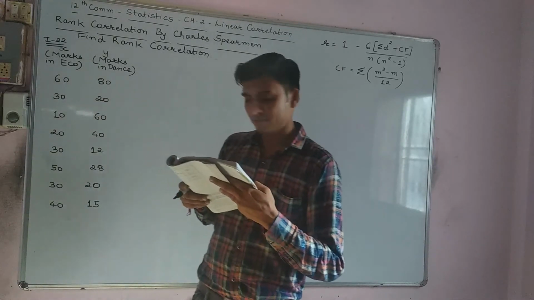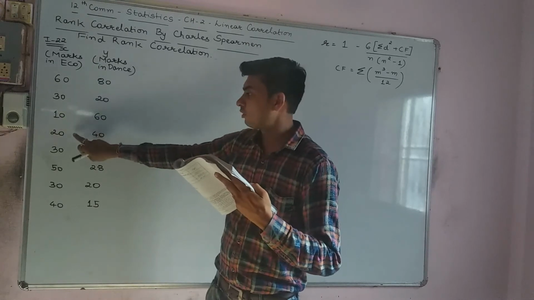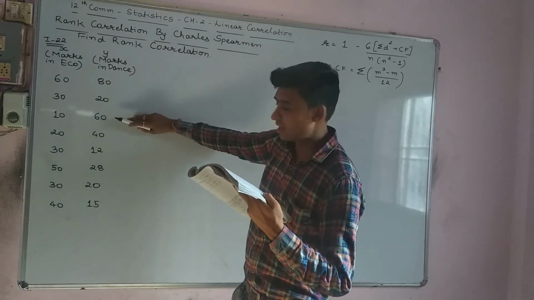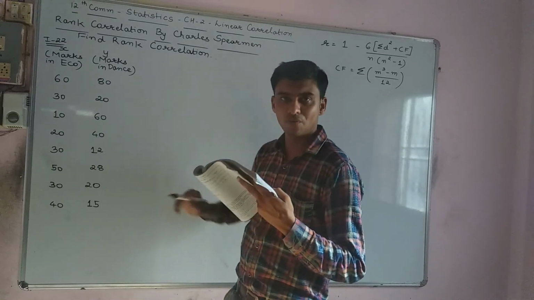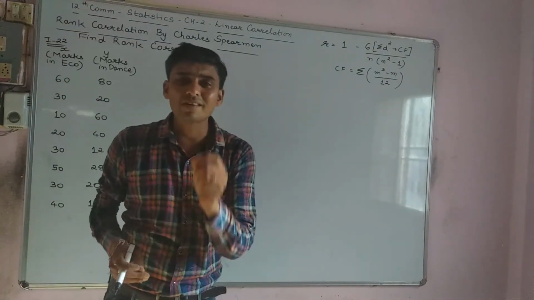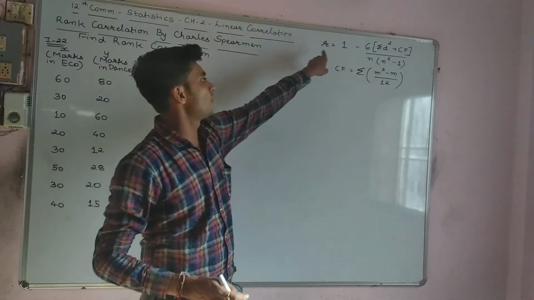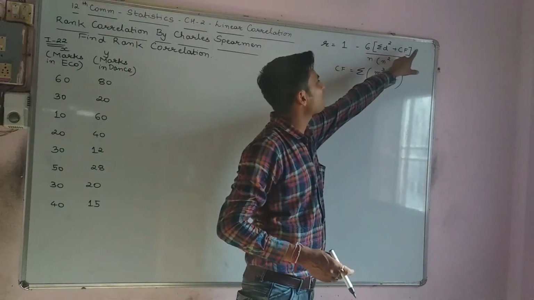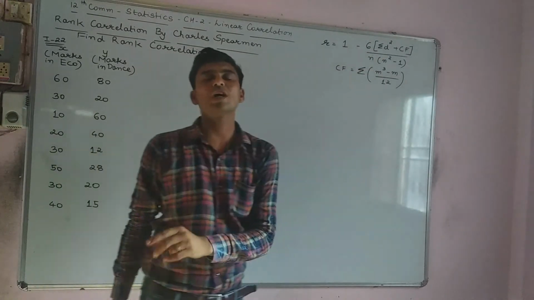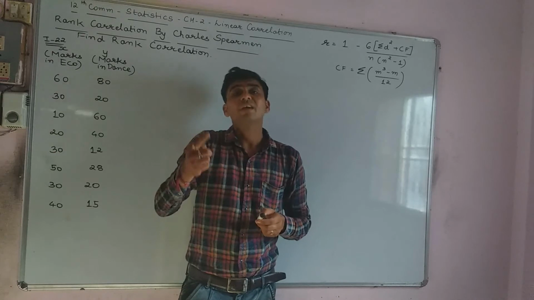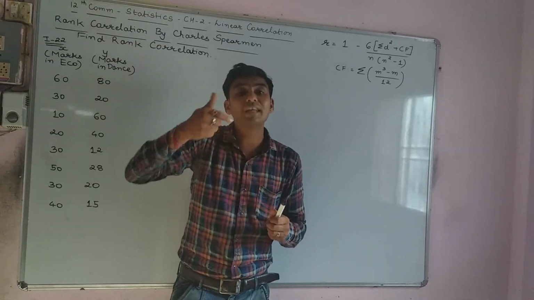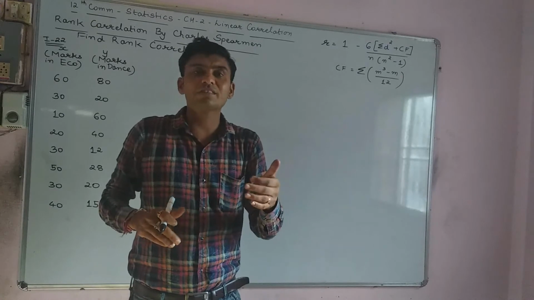Marks in economics, they're given 60, 30, 10, 20, 30, 50, 30 and 40. Marks in dancing skill, 80, 20, 60, 40, 12, 28, 20 and 15. Now we are required to find rank correlation, and if any observation will be repeated, then my formula will be 1 minus 6 into sigma d square plus CF divided by n into n square minus 1, where CF is equal to sigma m cube minus m divided by 12, and m is the number of times a particular observation is repeated.